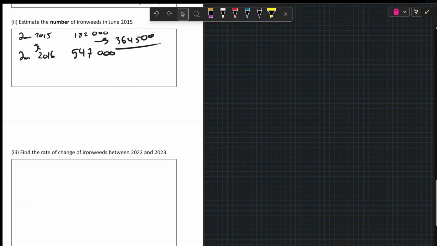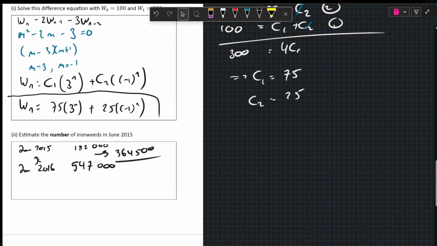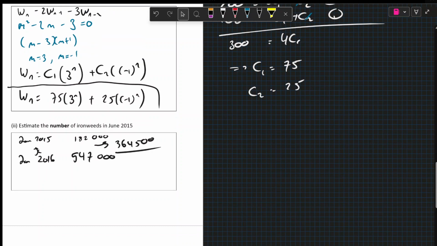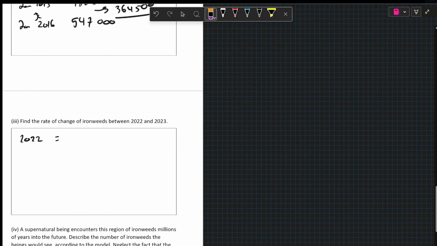Find the rate of change between 2022 and 2023. So in 2022, that's 12 years after, so it's just more calculation. So 75 times 3 to the 12 plus 25 times negative 1 to the 12. Right, so we have massive numbers here. 39,858,100, and then we add an extra 0. And then we just use 13 instead.